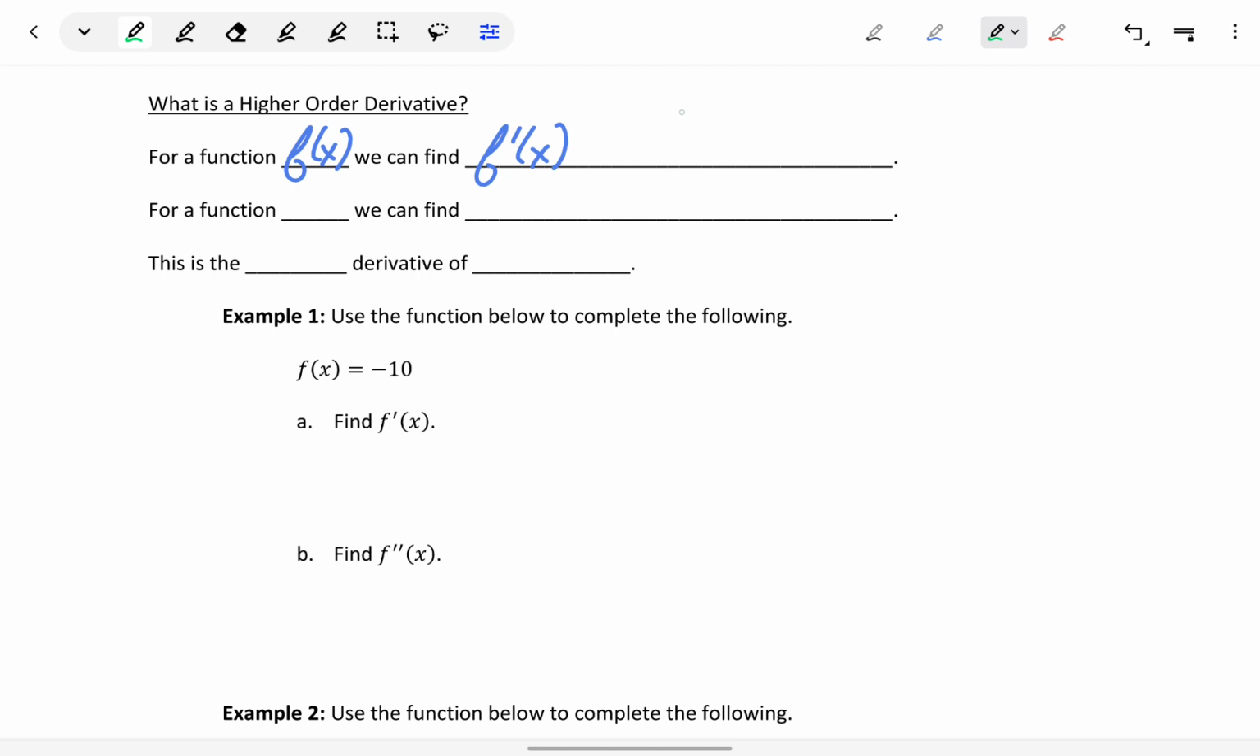Or if we use some of our alternate notation, we could say d over dx of f of x, or df over dx. Each of those statements means find the derivative of that function f of x. Similarly, for a function f prime of x, we can find the derivative of that function f prime. And we would note that as f double prime of x.